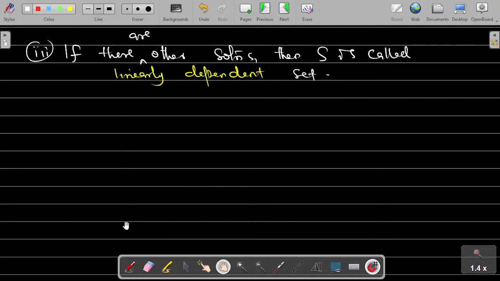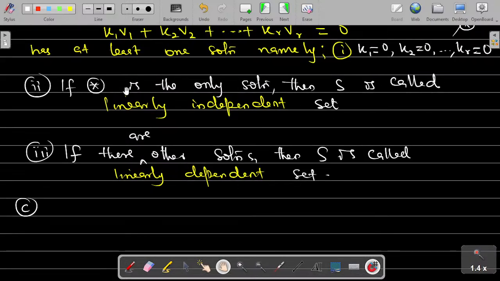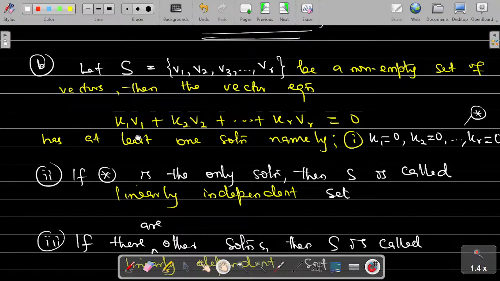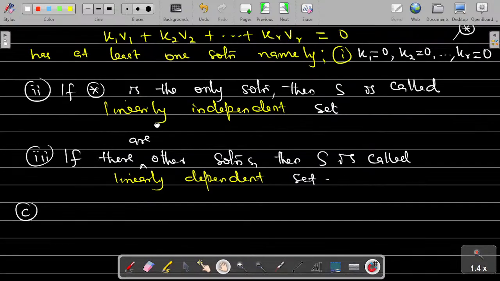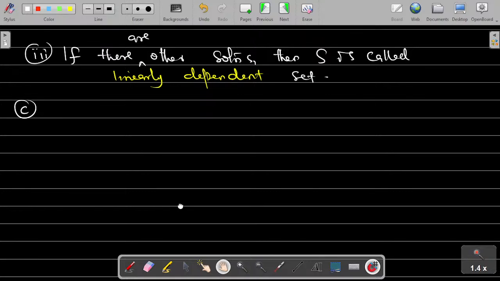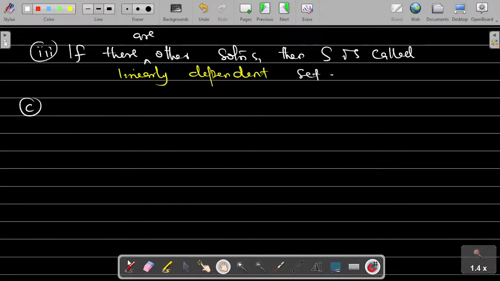So we move over then to C. Remember the one we did now is B. I hope I wrote that there. Okay, I did. So this one is just applying your understanding of linear dependence and independence. So let's go to C.